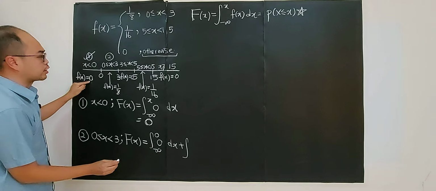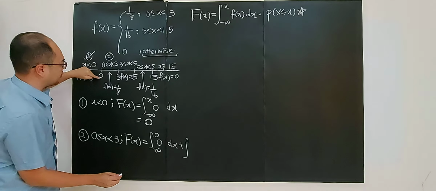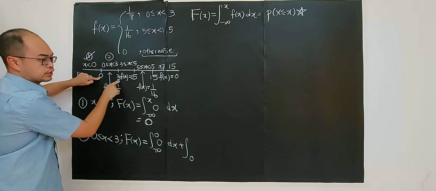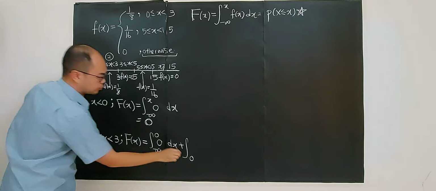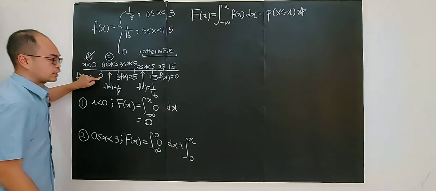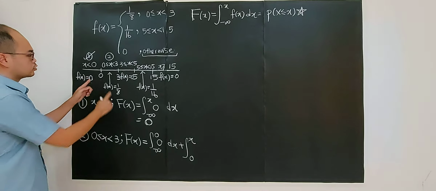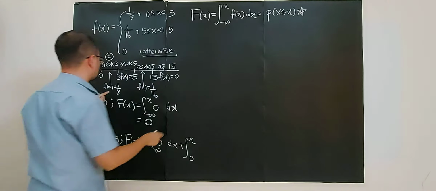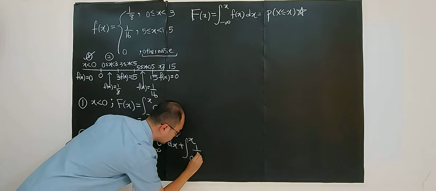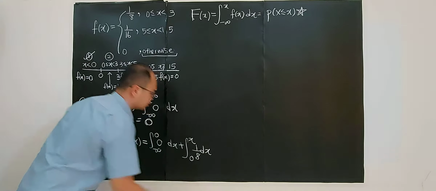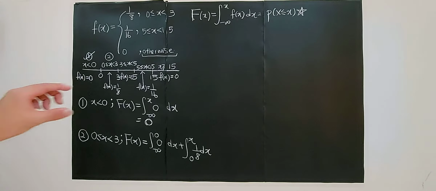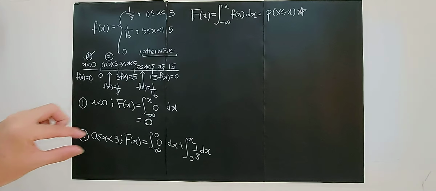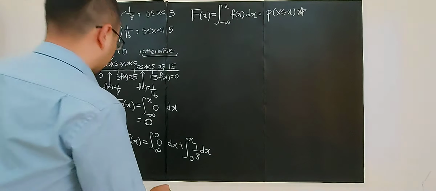Because now I have gone to the second interval, I have to start with 0 again, but not reaching 3 yet. During this interval, I put 0 up to x. So during this interval, your f(x) is defined to be 1 over 8 dx. Then I have to integrate this to find the cumulative function for the second interval. So let's see how I do this.